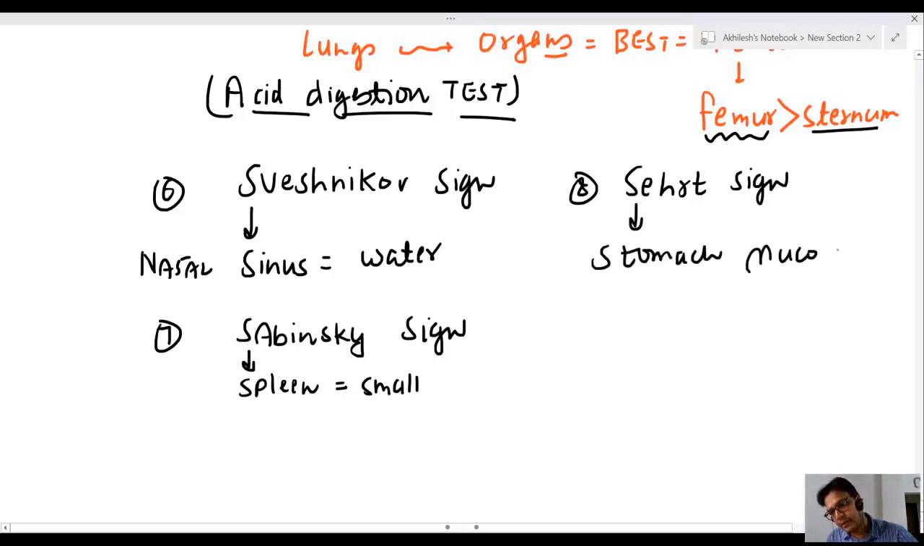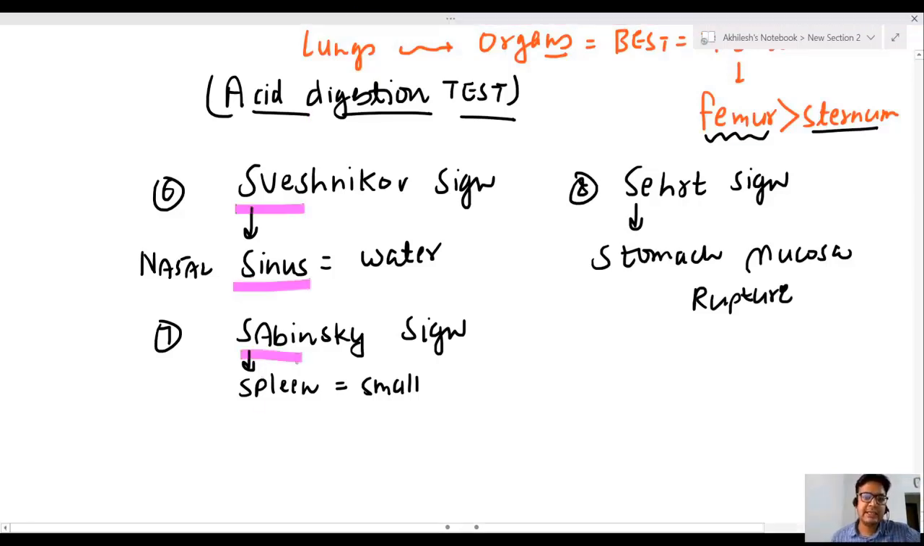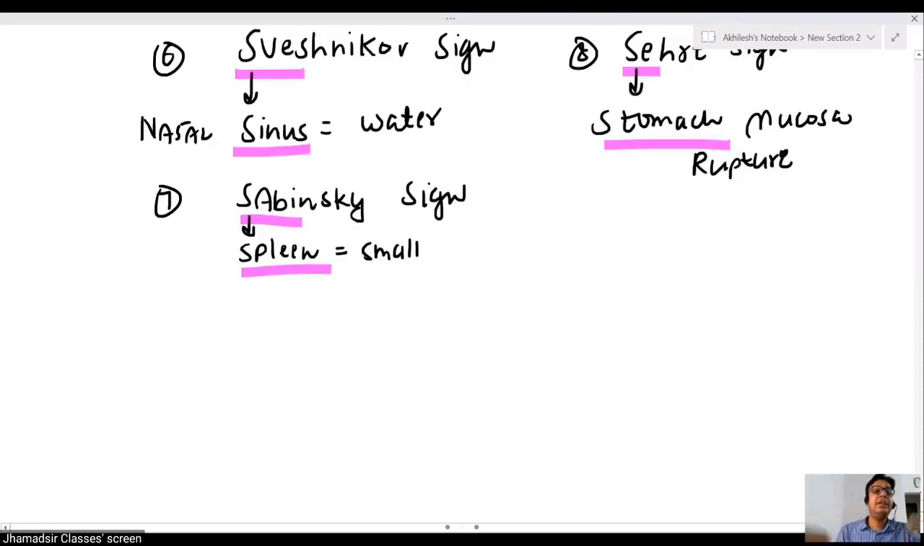S for stomach mucosa rupture. So, Doctor Saab, I have made a very easy trick. S for Schwarzenegger sign, is water present in sinus? Sabinsky sign, spleen becomes small. Sehert sign, stomach mucosa rupture. S. These are all findings of antemortem drowning.